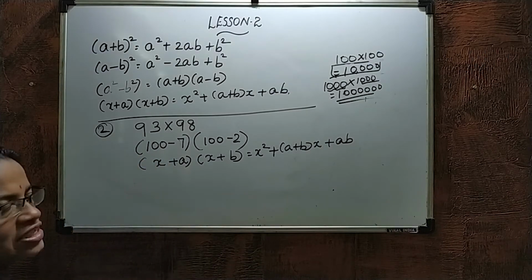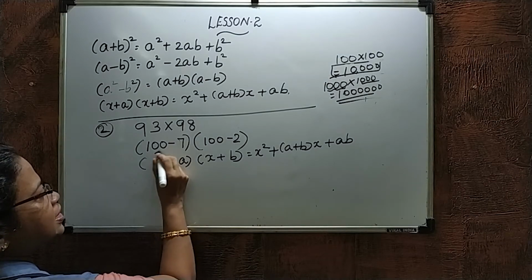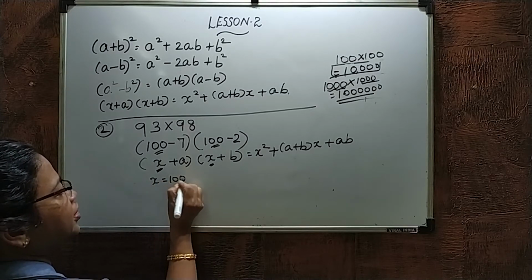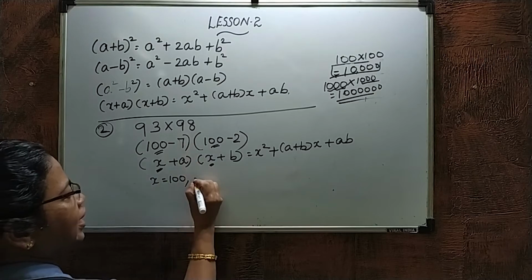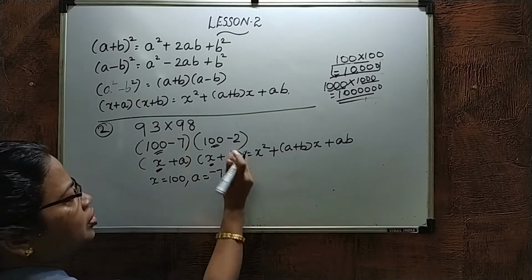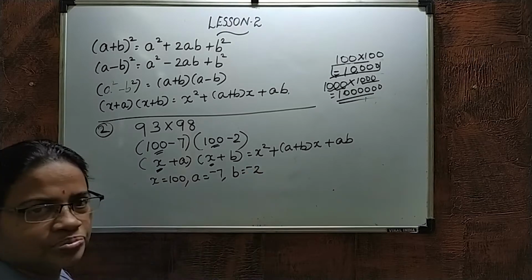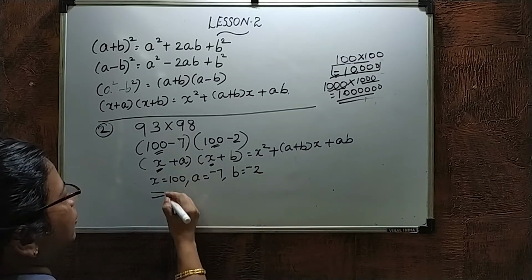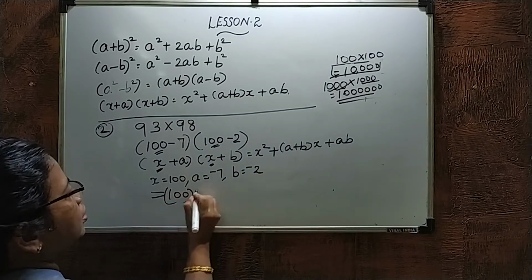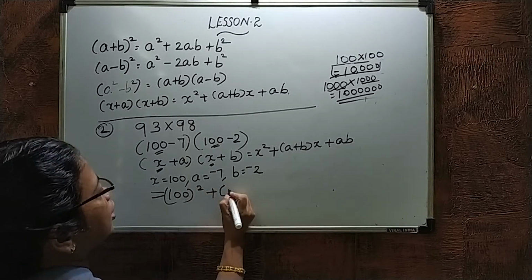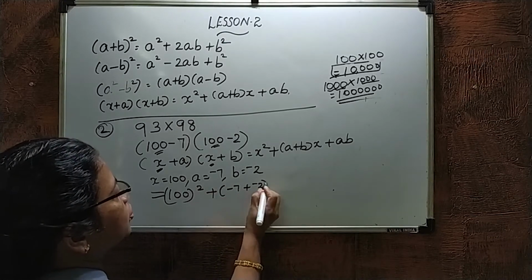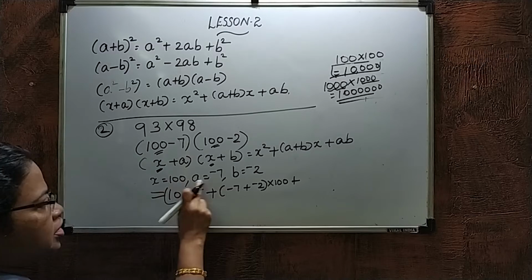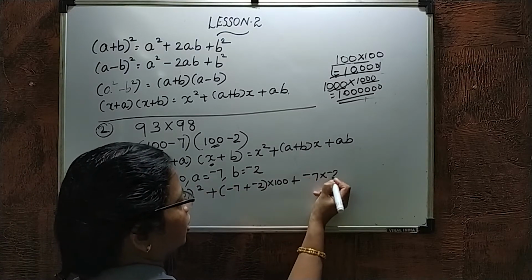Now what you have to do? You have to write what is x, what is a, what is b. What is x? This is x. Here also x, same thing you will get. So x is equal to 100 and then what is a? A is equal to negative 7 and what is b? B is equal to negative 2. Okay, then we have to apply now. So equals x square means it is 100 square plus (a plus b), a is negative 7 plus negative 2, into x, 100, plus a into b, here negative 7 into negative 2.